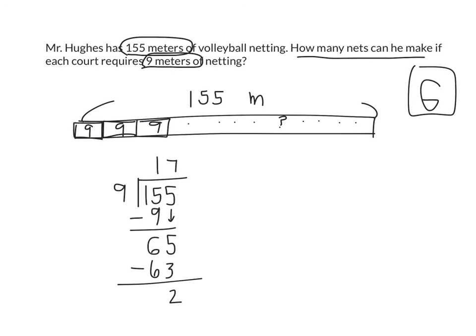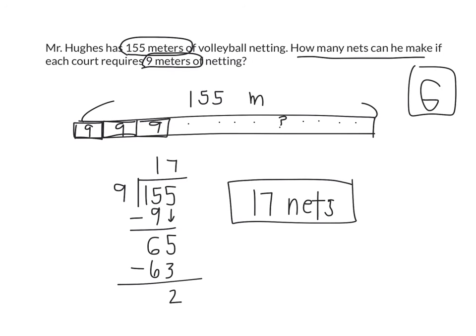So the question is asking how many nets can he make? How many nets can he make? 17 nets. What happened to the remainder? We just ignored it. How come? Why did we ignore the remainder in this case? Talk to your table groups.